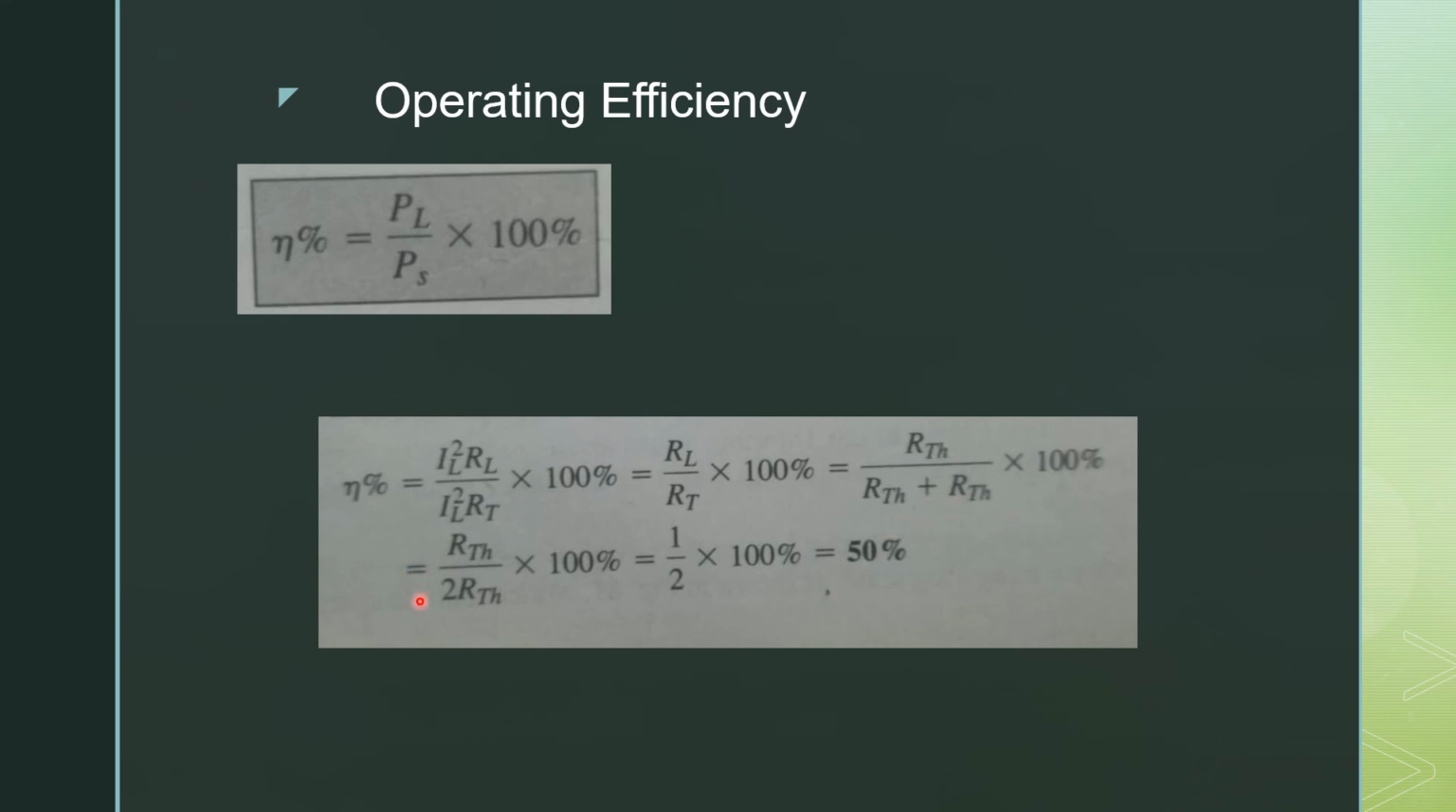So when we substitute the values and simplify this equation, we get the percentage operating efficiency for maximum power delivered. For the maximum power transfer theorem, it is equal to 50%. So this is the efficiency at maximum power transfer.